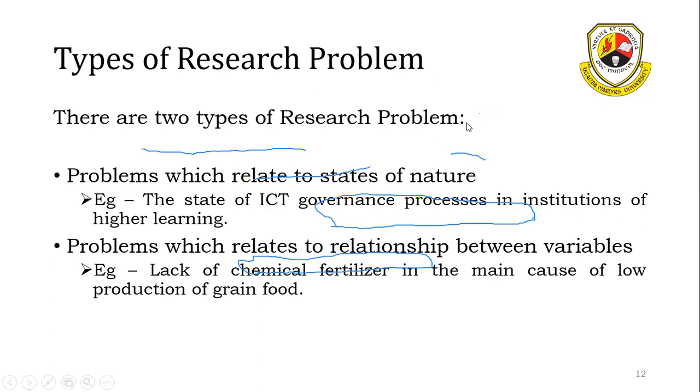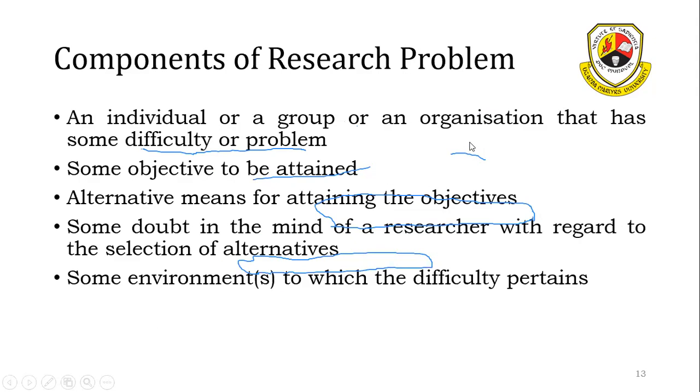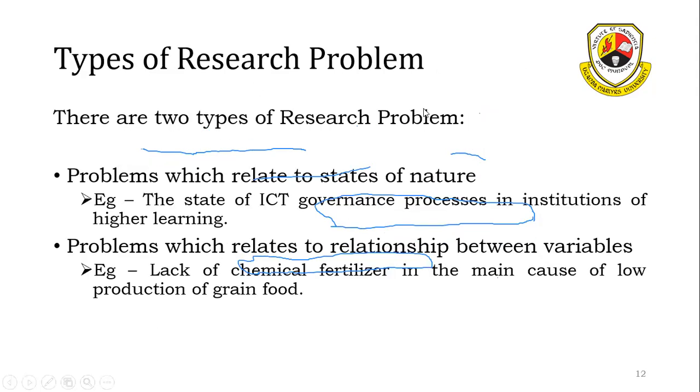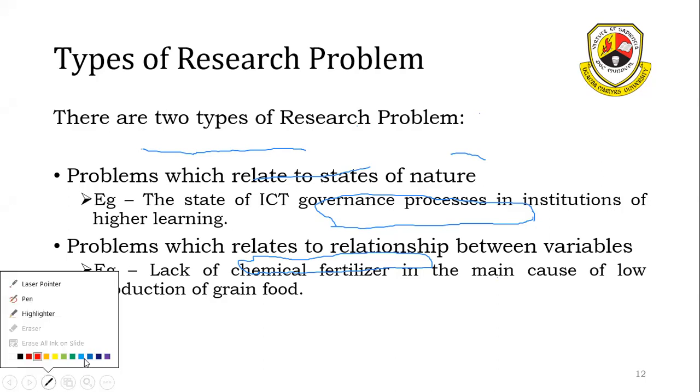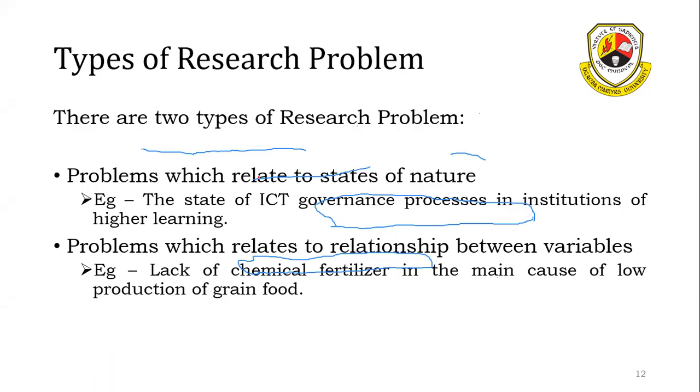So we have different types of research problems. There are those which relate to the state of nature. So here an example is the state of ICT governance processes in institutions of higher learning. Then there are those which relate to relationships between variables. For example, if a chemical fertilizer is the main cause of low production in grain.